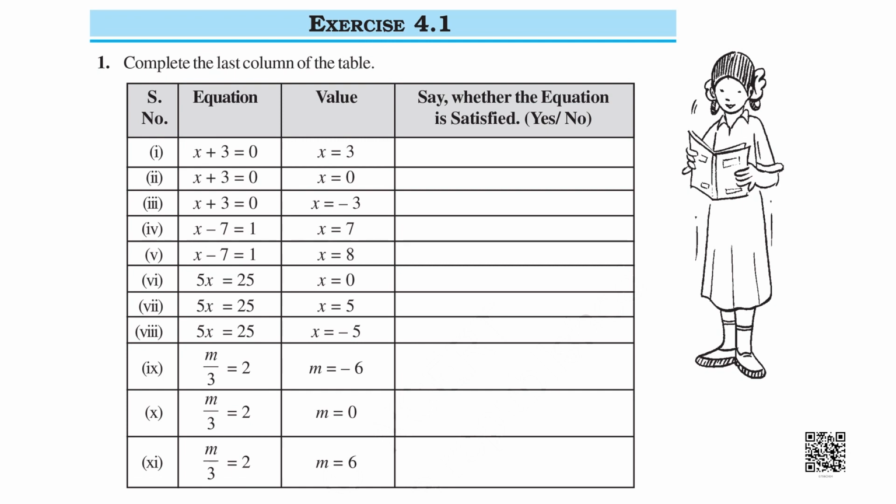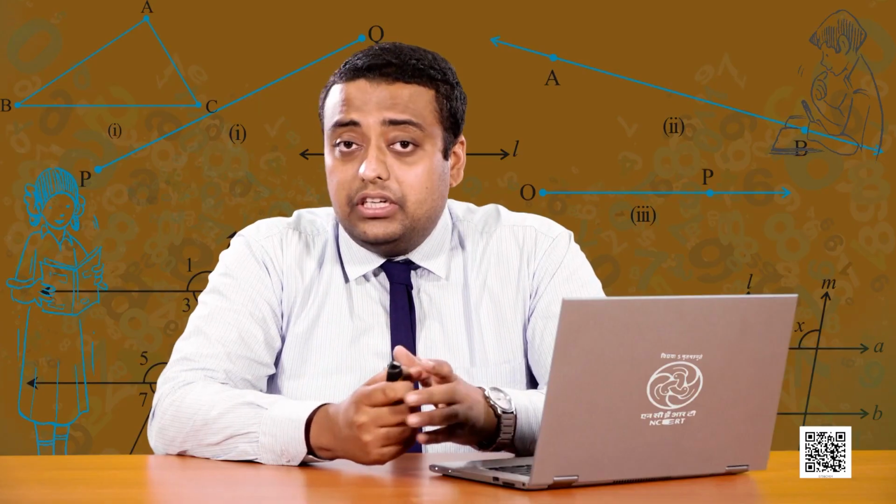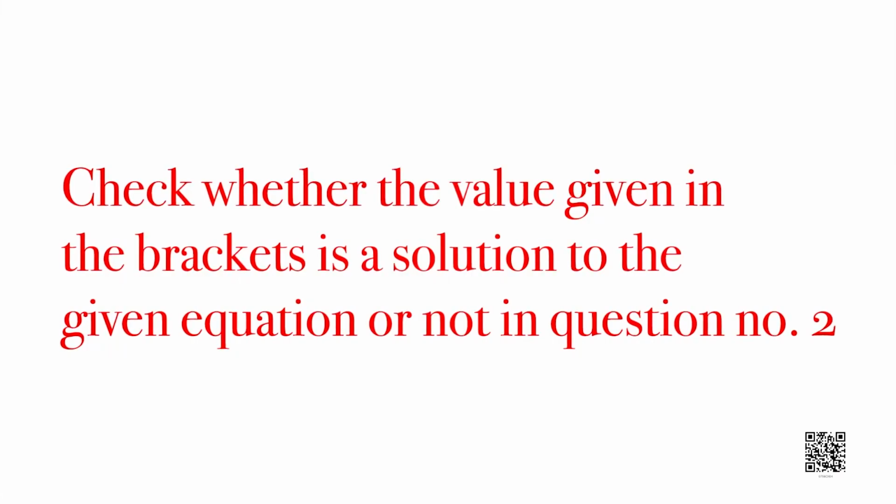We will take the first question. x plus 3 is equal to 0. The value of x is equal to 3. So students, if we put the value of x in this question, 3 plus 3 is not equal to 0. Therefore, we can say that the equation is not satisfied. So, we will put the answer as no. In the same fashion, we will do the rest of the questions also.